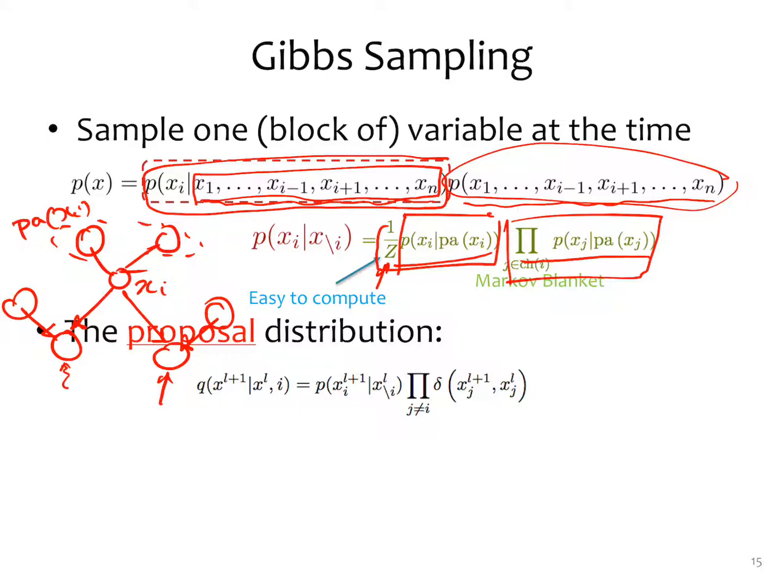If I want to write a proposal distribution, I can write it as follows. In every iteration, let's say in an iteration I want to update the ith random variable. I have to fix the rest of the variables based on my previous iteration. This is my previous iteration. And update the ith one. So this term says keep the rest constant, and update the ith one.